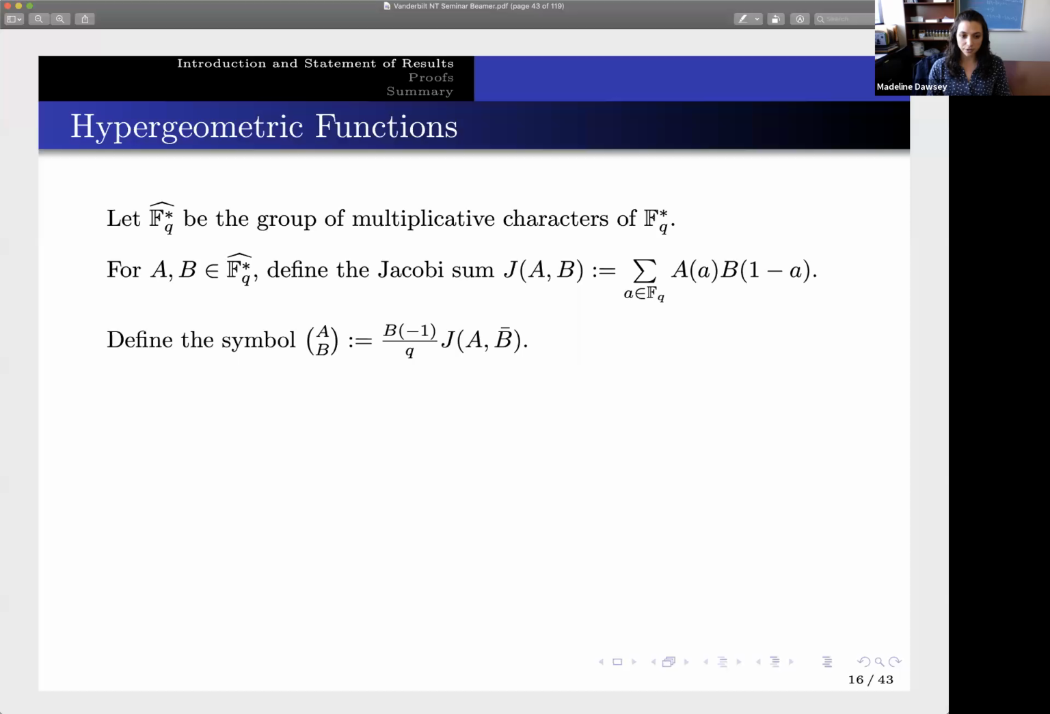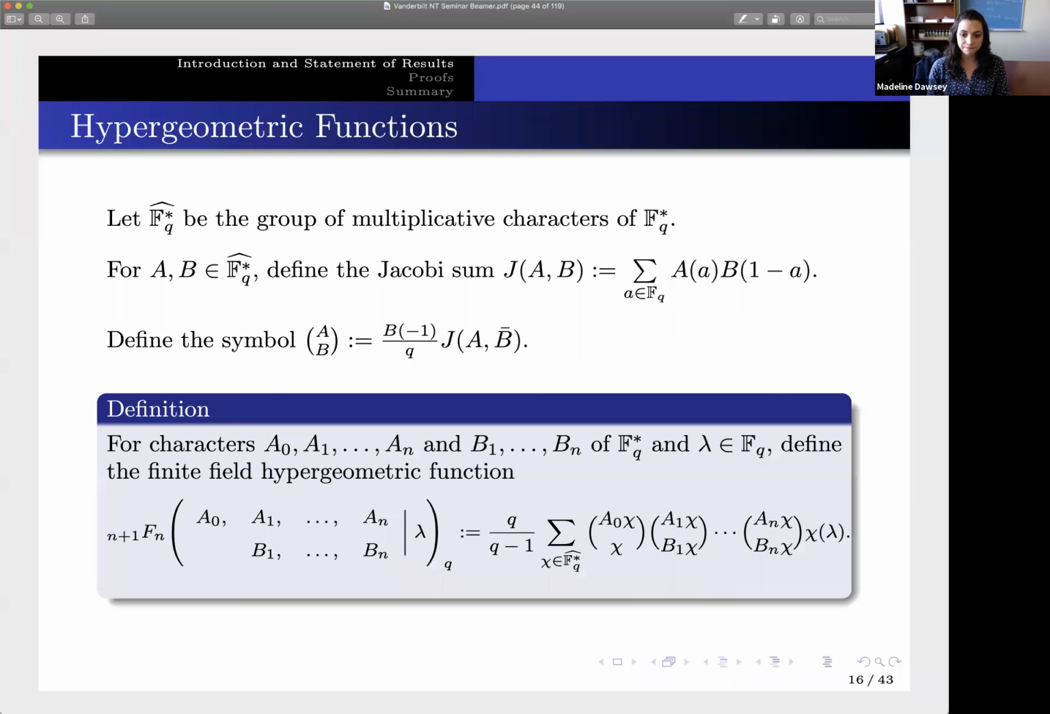And so the definition of the hypergeometric functions will fit on one line. And so here's the definition of a finite field hypergeometric function. We have characters A_0 through A_n and B_1 through B_n. And then we have some element lambda in the finite field. So (n+1)F_n is defined in this way. You have q over q minus 1 times a sum over all the characters chi of all of these symbols that all have these Jacobi sums in them. And then times chi of lambda. So lambda is what you're evaluating the finite field hypergeometric function at.